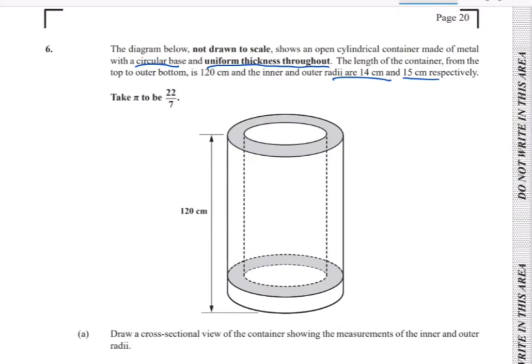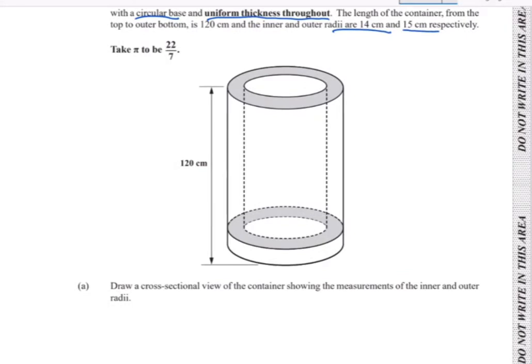So the first question says, draw a cross-section view of the container showing the measurement of the inner and outer radii. So when we look at it, say this is the center, coming here, the inner radius, because they say the inner is 14 centimeters, right? And then the outer, from there going straight out, we should stop right here. That would be 15 centimeters. So whichever way you write it, they ask us to draw a cross section showing that.